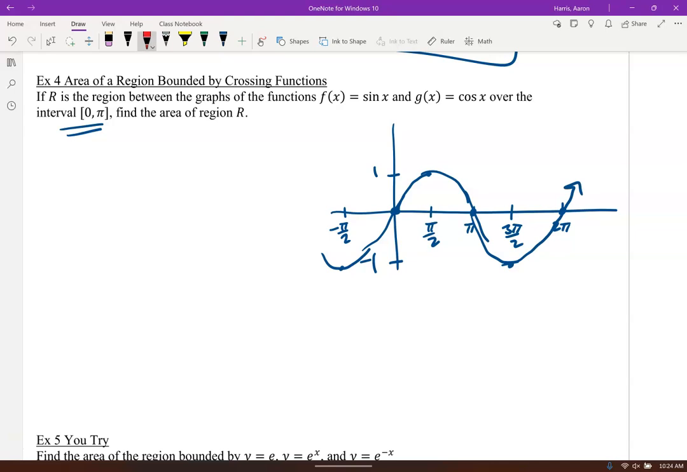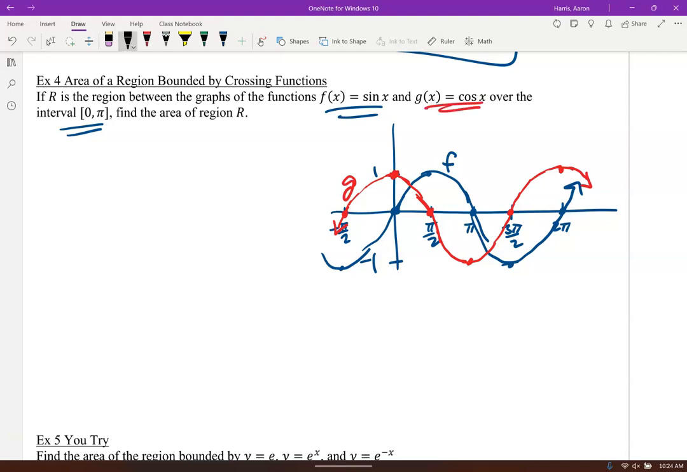Now let's go ahead and graph cosine. So there's f, our sine function. Now let's do cosine. Cosine of 0 is 1. Cosine pi halves is 0. Cosine of pi is negative 1. Anyways, we graph this thing. You're like, oh yeah, I remember the old cosine, right? There's our g of x, which is our cosine function.